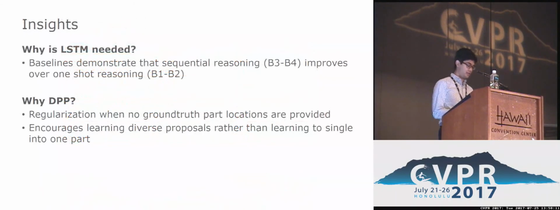So why is LSTM needed? Well, the baselines demonstrate that sequential reasoning does improve over one-shot reasoning. And why do we need a determinantal point process? Well, we need some kind of regularization when no ground truth part locations are provided, and we just chose diversity as one. And it seems that diversity does encourage learning diverse proposals rather than just settling into one part and potentially making it pointless.